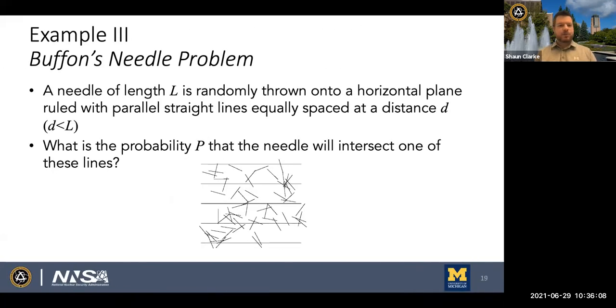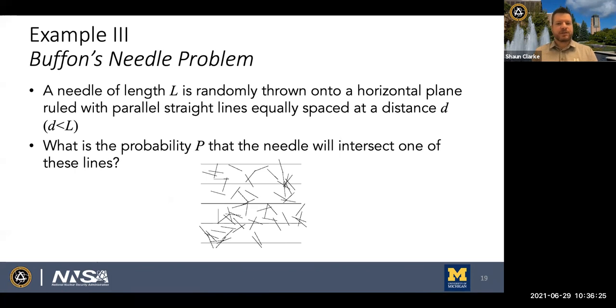Okay, the last one here is an experiment called the Buffon's needle problem. If you've not heard of this, you can Google it. It's a well-known thought experiment that involves Monte Carlo. I'm just going to walk through that briefly here.